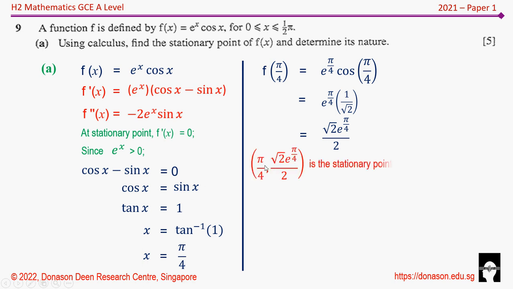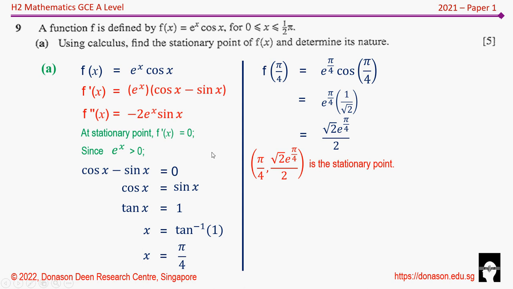So therefore pi over 4 is the x coordinate of the stationary point, and root 2 e to the power of pi over 4 over 2 should be the y coordinate, and these are the coordinates of the stationary point. So we have done half of the problem. We need to now state what is the nature of this turning point.